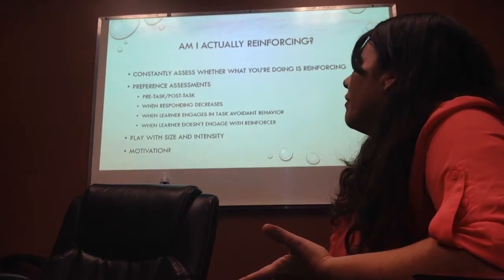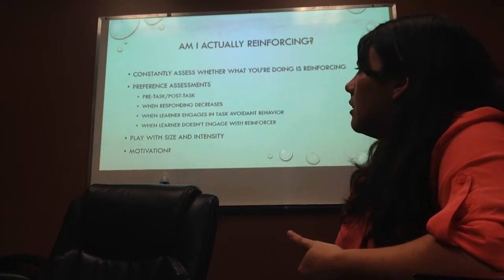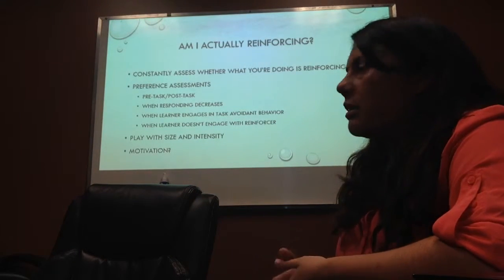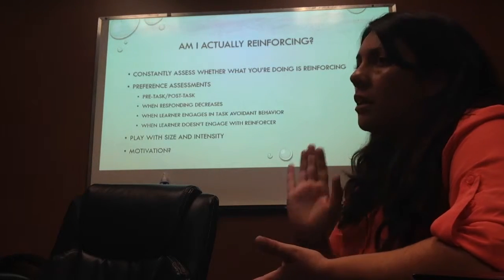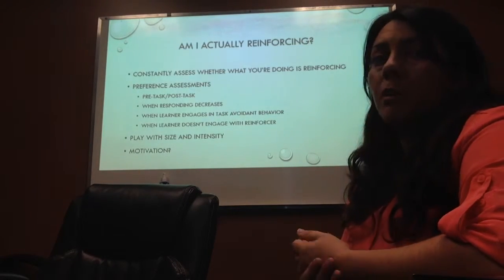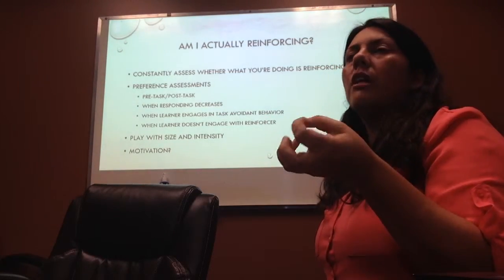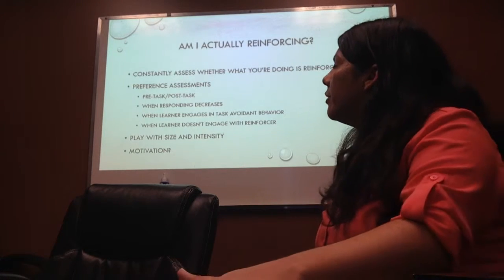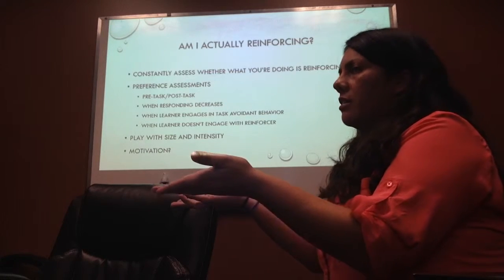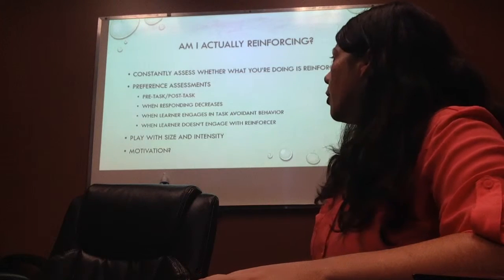So for the first one, am I actually reinforcing? You want to constantly assess whether what you're doing is reinforcing, and we talked about this a little bit last time. The way you do this is you do a preference assessment. You can do this pre-task, post-task, like we talked about. You definitely want to do it when responding decreases. So say you're using bubbles and a squishy toy to switch off while you're reinforcing, and you see responding decrease a little bit. Then you would ask, do you want these? And if the learner picks one of them, okay, maybe it's decreasing a little bit, but they still want it.